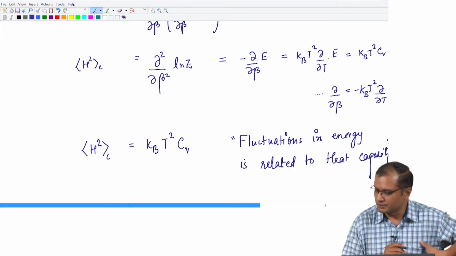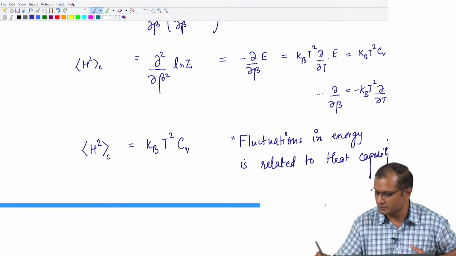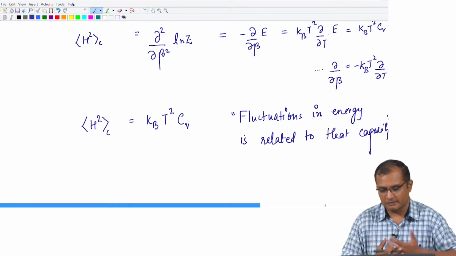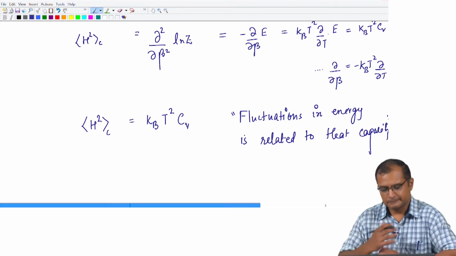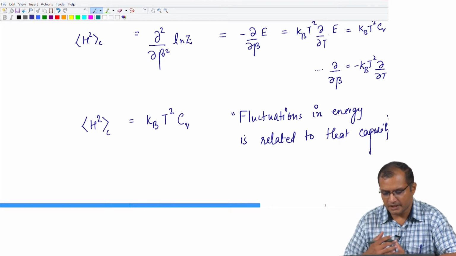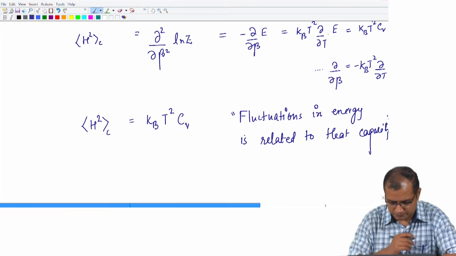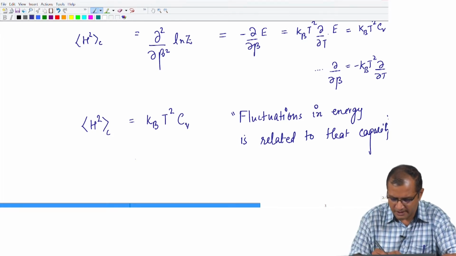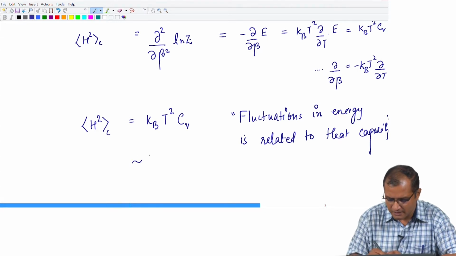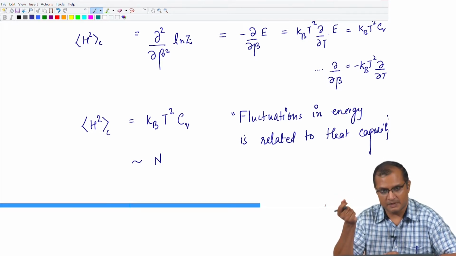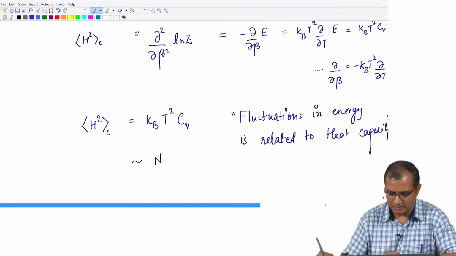Okay. So, they are related to properties of the system, and the connections are very deep is what I would like to say. Now, you can also see that this variance is scaling with system size, because heat capacity scales with system size. Okay, you can also see it here.